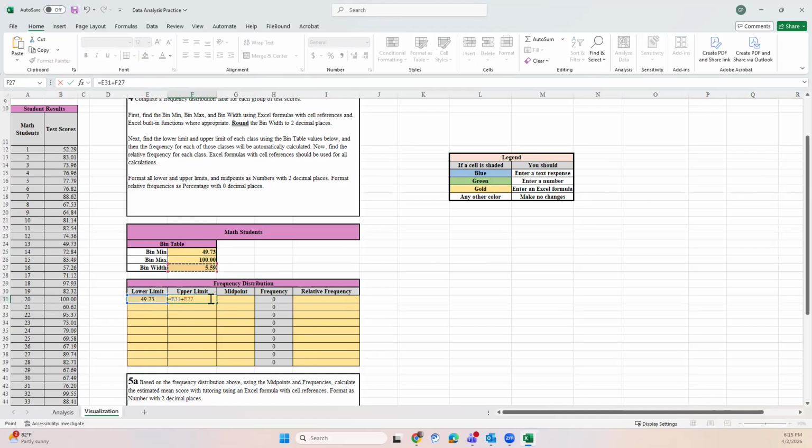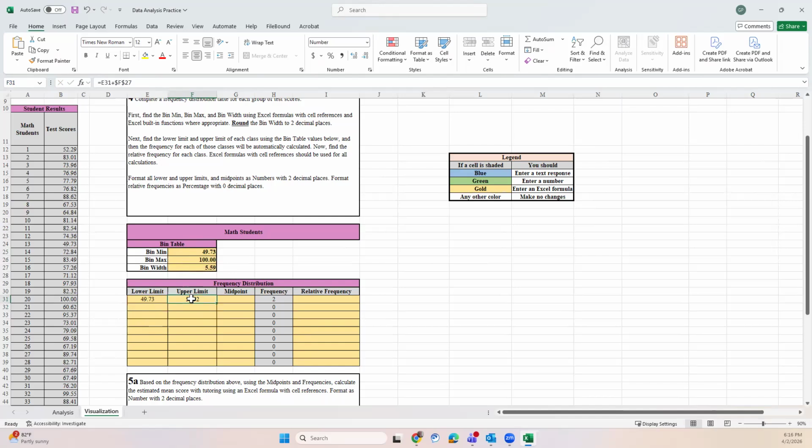This is a great formula, but if I copy it down, the E31, my lower limit, is going to change, which is good, it should, but my bin width is going to change, and that shouldn't change. So I'm going to go up here and put a dollar sign in front of the F and a dollar sign in front of the 27. You need to put it in front of both, okay? And then I hit enter. So it's now up there.